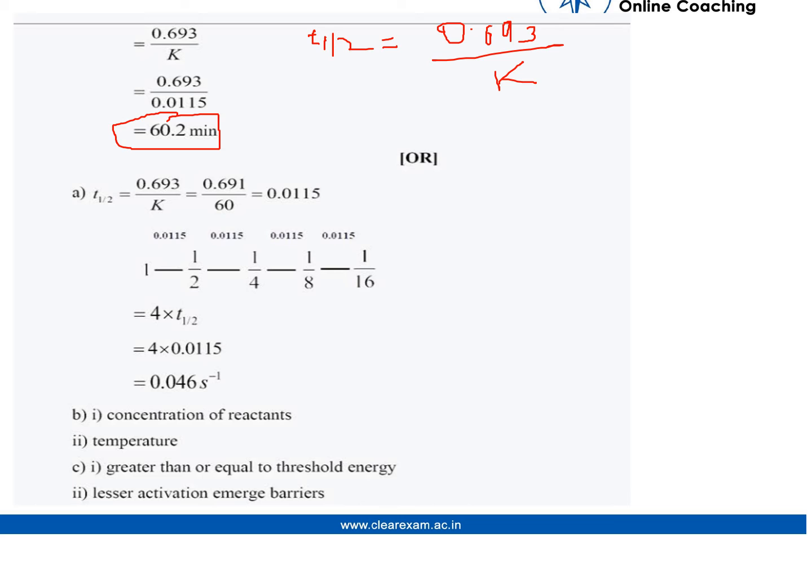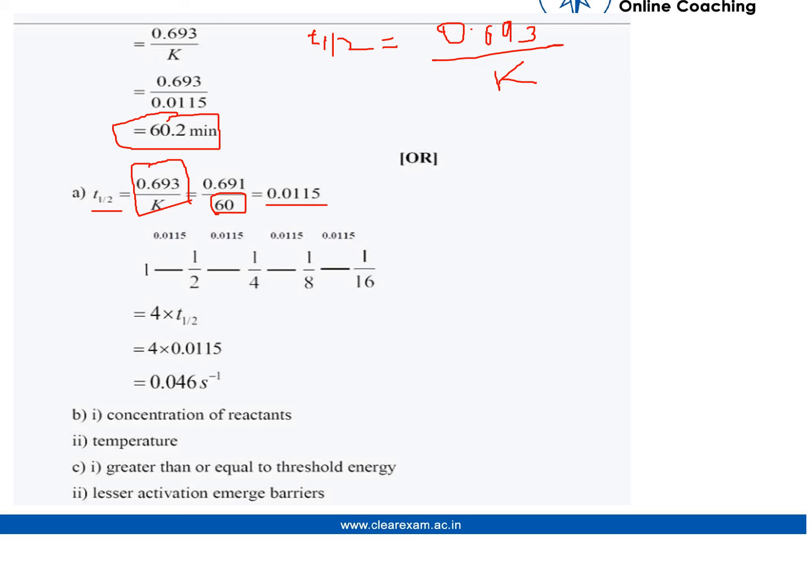So in the OR question A part we have to calculate the time to reduce the initial concentration of the reactant to its 1/16th value. So first we calculate the half time through this formula, that is 0.693 divided by K, and here the value of rate constant is 60 seconds inverse. The half time comes out to be 0.0115.